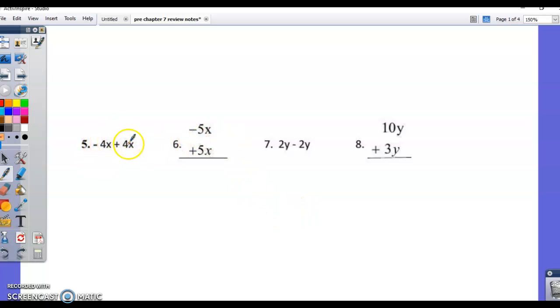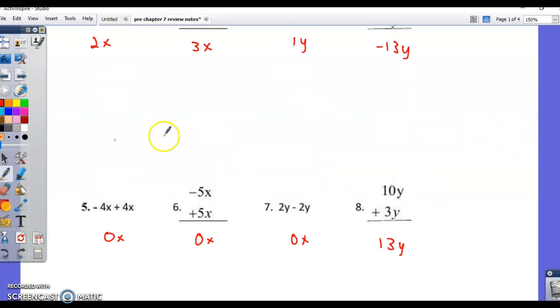So negative 4x plus 4x, that just equals 0. Negative 5x plus 5x, that also equals 0. 2 minus 2, you see a pattern there. And then 10 plus 3 would be 13, and then y. You don't have to put the x here. So basically what we're going to be getting to is, we find ones that cancel out, they equal 0, so then you really don't have to write anything. You don't have to write 0x, it just goes away.